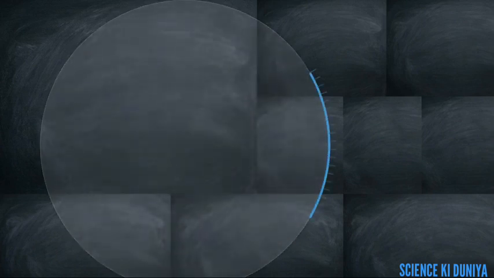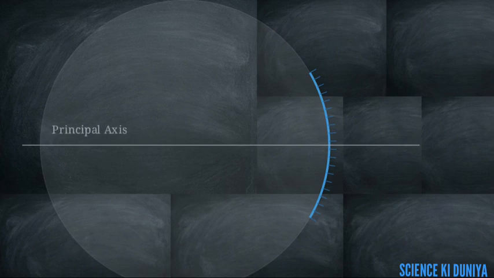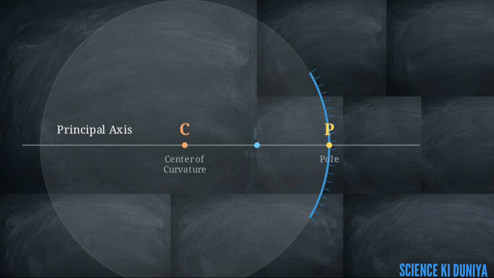This diagram shows a spherical mirror, essentially a slice of a hollow sphere. The horizontal line running straight through the middle is the principal axis. The exact center of the mirror surface is the pole, P. The center of that original hollow sphere is the center of curvature, C. And exactly halfway between P and C is the focus, F.